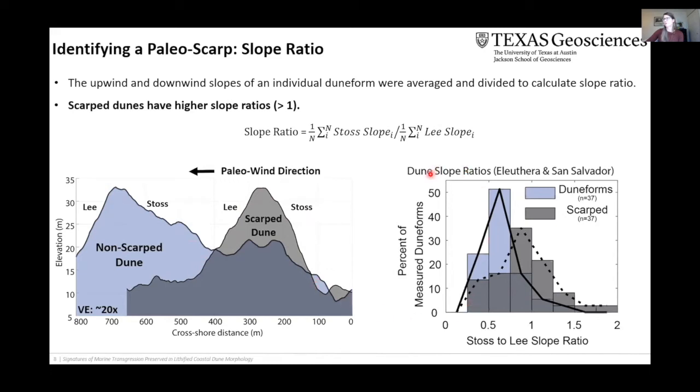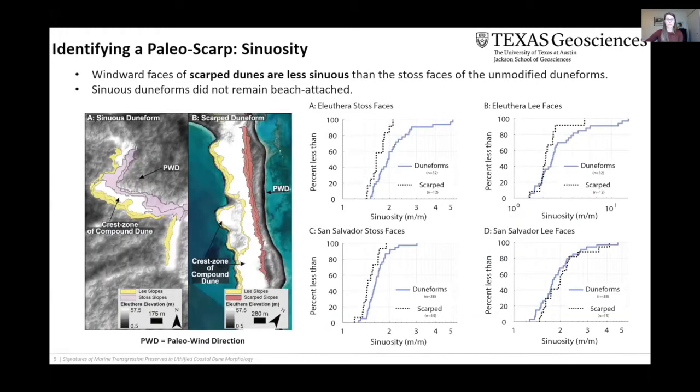And this is quantified by this ratio, where the unmodified dunes have slope ratios commonly below 1, whereas the scarped dunes tend to equal or exceed 1, quantifying that symmetry. And then the third metric is sinuosity in the alongshore direction.